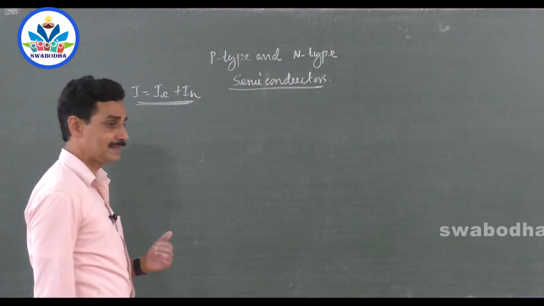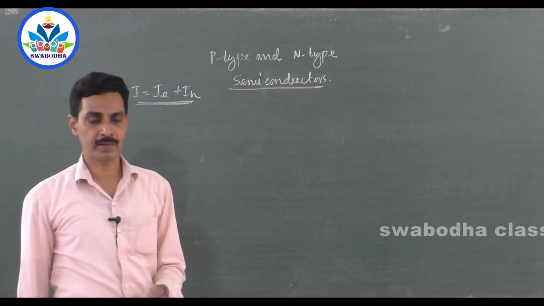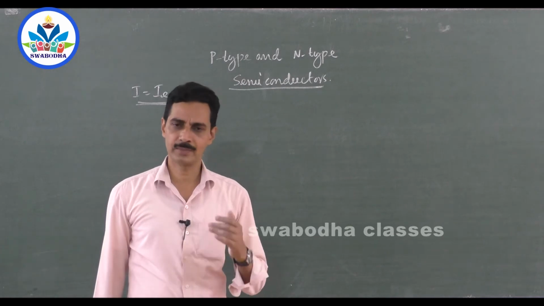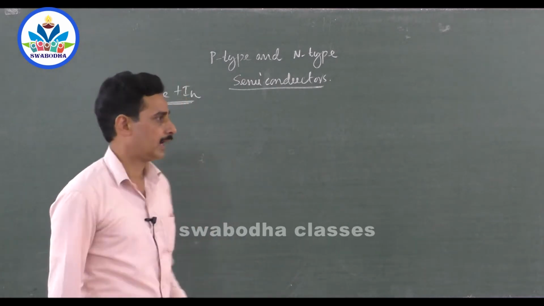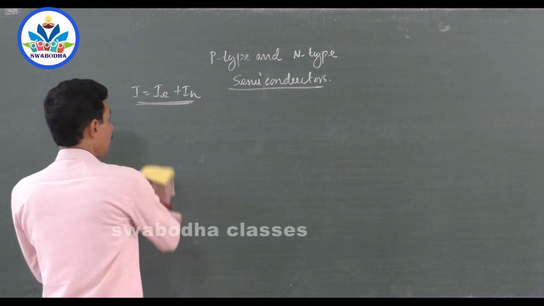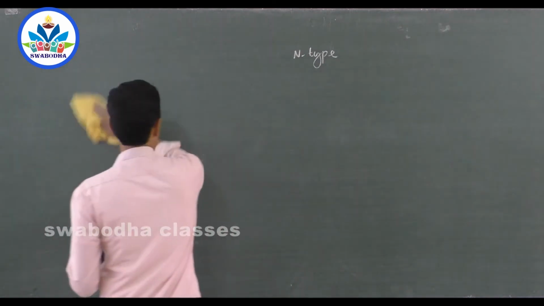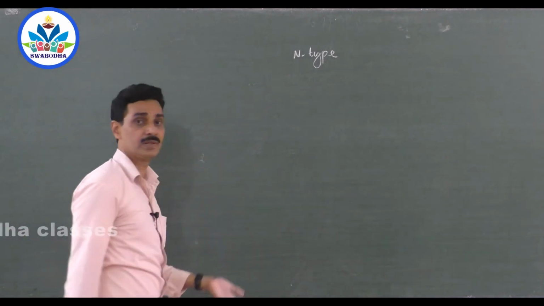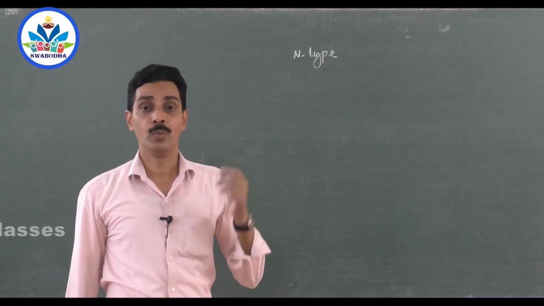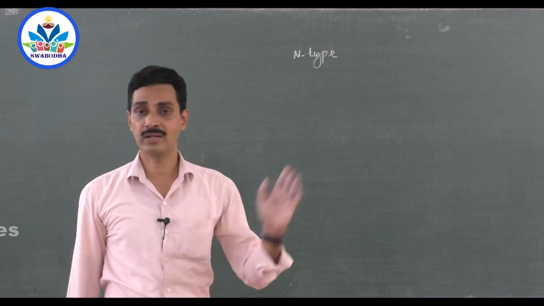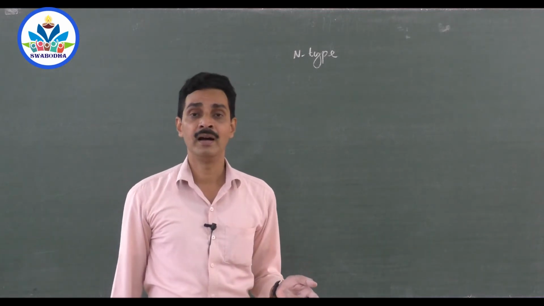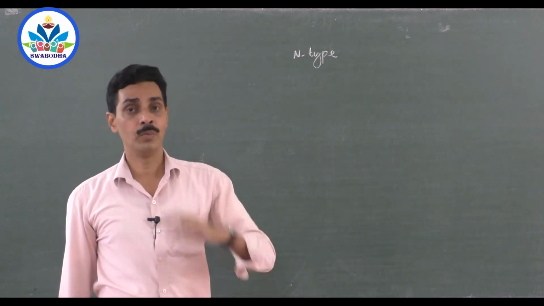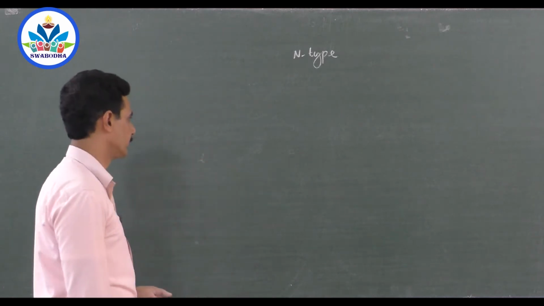So an intrinsic semiconductor is one where the numbers of holes and electrons are equal. It is not doped with impurities. All the atoms are semiconductor atoms only, and they are tetravalent. If you want an N-type semiconductor, you have to take an intrinsic semiconductor. Any intrinsic semiconductor doped with some impurities is called an extrinsic semiconductor, where the numbers of electrons and holes are not equal. Either holes or electrons may be more in number, depending on the type of doping.